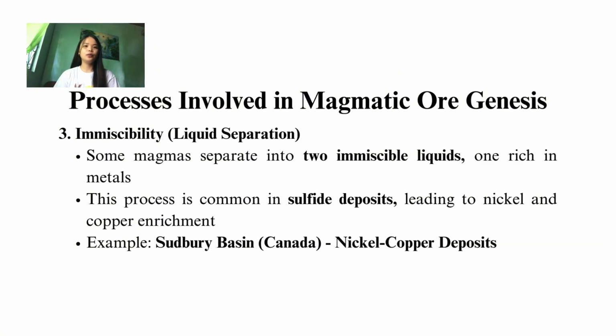Immiscibility or the liquid separation. This refers to the process where two or more liquids in magma do not mix, that cause them to separate into distinct phases. In ore formation, this occurs when a metal-rich sulfide liquid separates from the silicate magma that leads to the concentration of valuable metals like nickel, copper, and platinum group elements. Example is Sudbury Basin in Canada that has nickel and copper deposits.